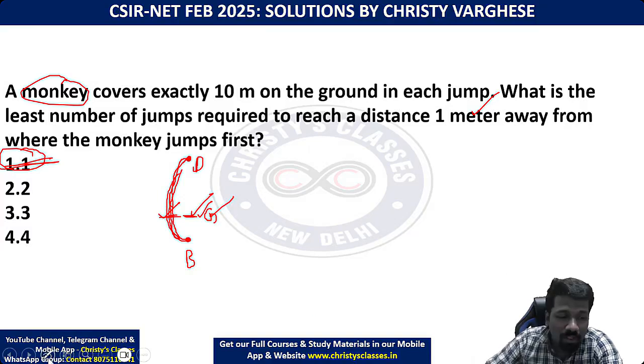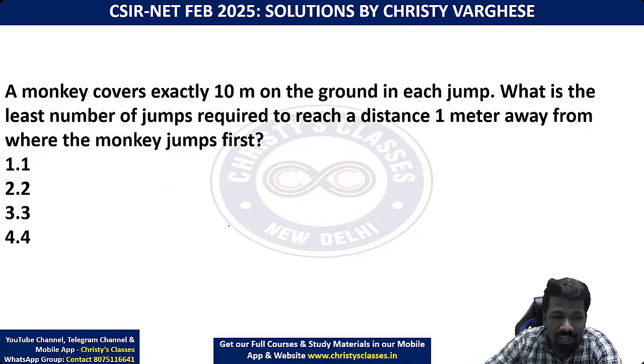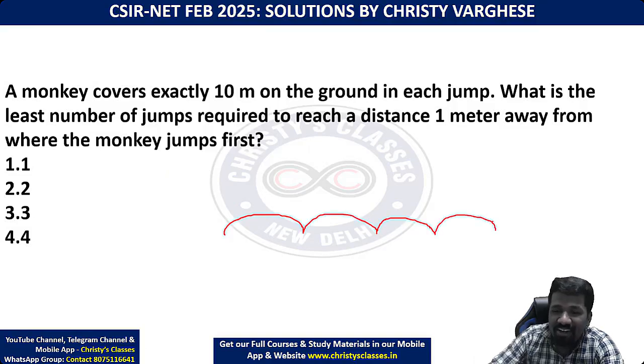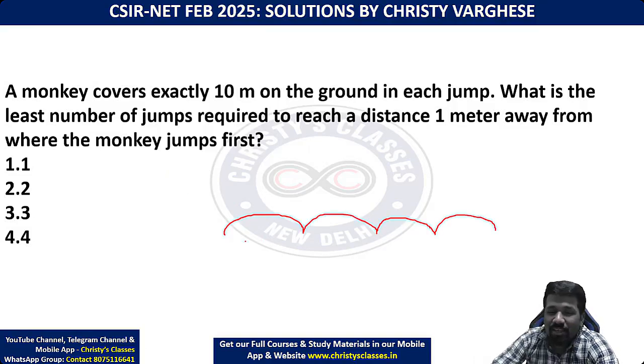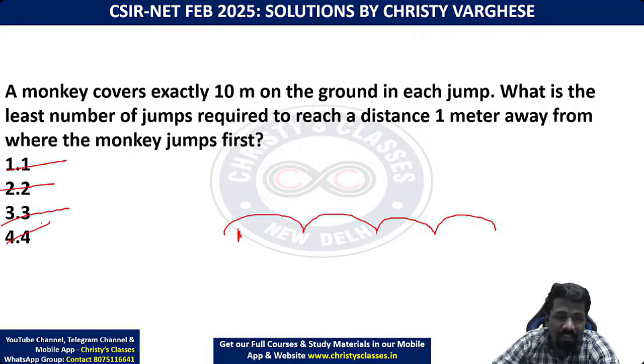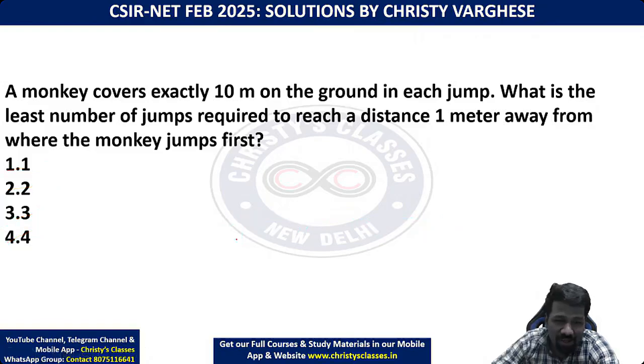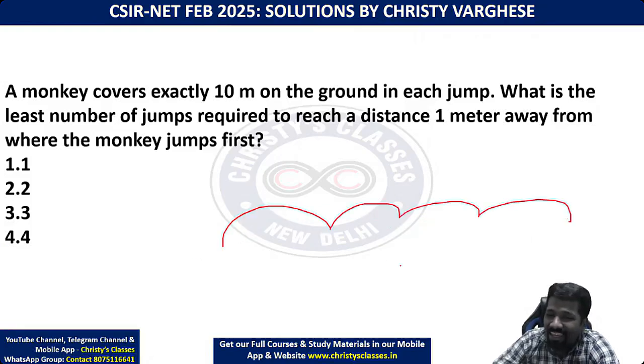Now you may think one jump is not enough, so two jumps will take it farther. 10 meters, one more 10 meters, another 10 meters, another 10 meters. That's why 1 meter is here. So 2 jumps, 3 jumps, 4 jumps, all are wrong, right? Then what is the answer? 2 jumps is the answer, because this is not how the monkey should jump. We are not creating a national highway for the monkey and asking it to jump linearly.